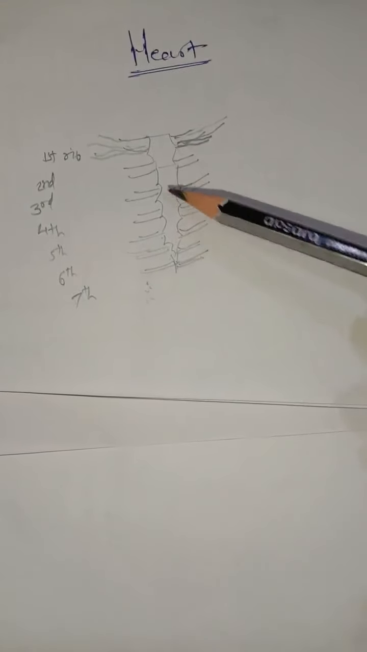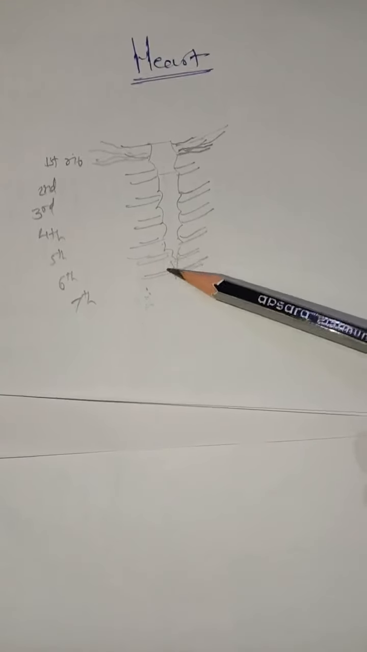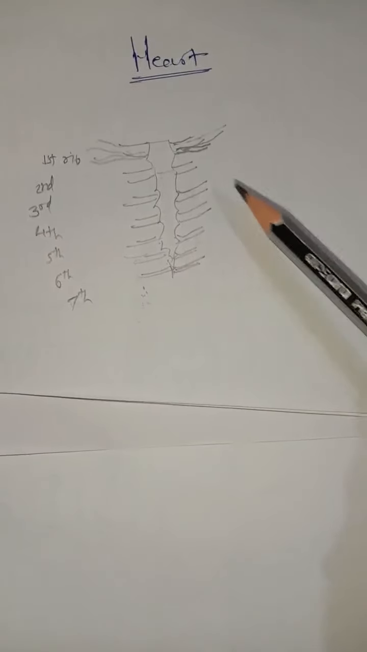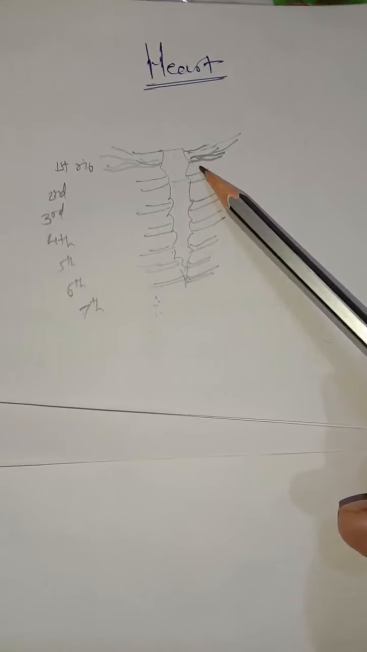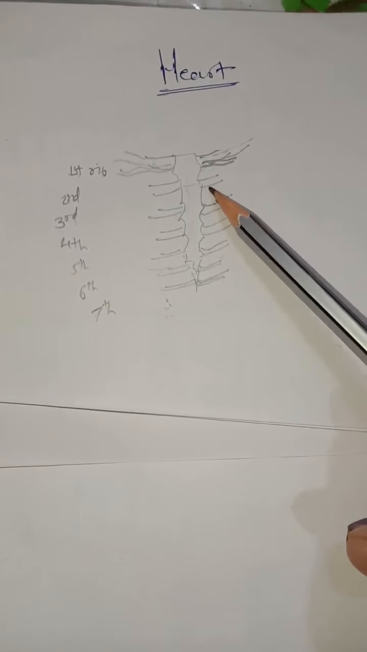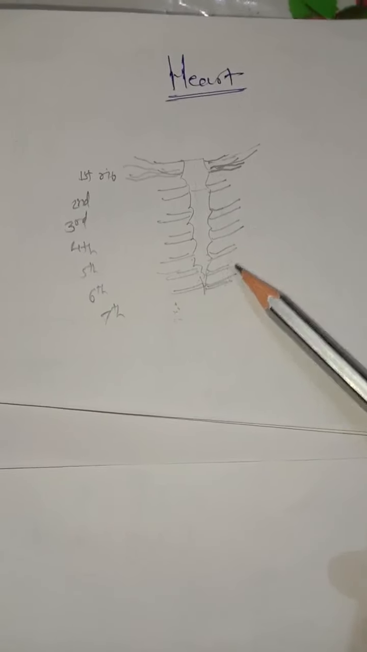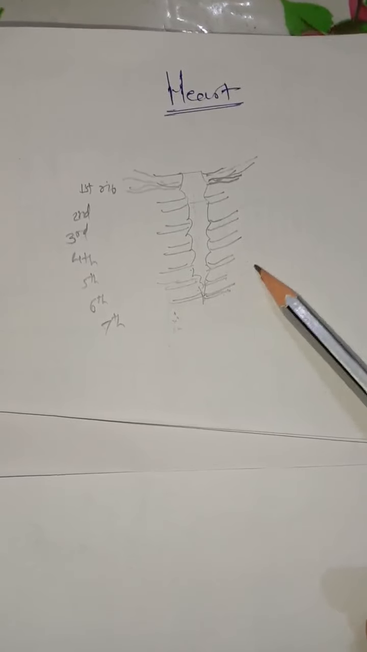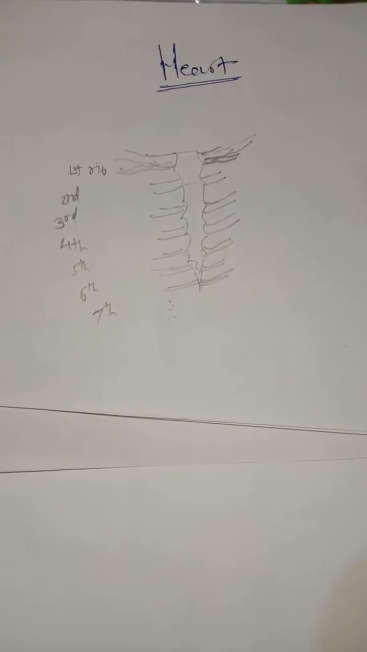In this diagram you can see the sternum, the manubrium, then the body, the xiphoid process, and the attachment of the costal cartilages and ribs on both lateral sides of the sternum. Here you can see the first costal cartilage, second, third, fourth, fifth, sixth and seventh, and the ribs attach on the lateral side. So let's start the surface anatomy of the heart.